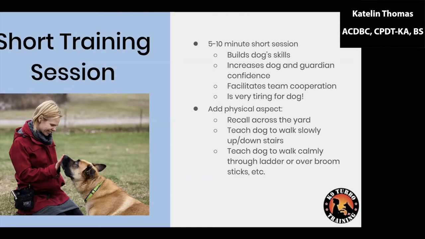We might teach them to walk really slowly up and down the stairs. This is something that if you try to walk really slow up or down the stairs, maybe try it next time. It takes a lot more effort than when you've got a lot of momentum going. So it's a really good way to get our dogs to use their bodies. Maybe we just bring them up and down the stairs twice, and that alone might be enough to teach them how to slowly move and might be physically exhausting for them.